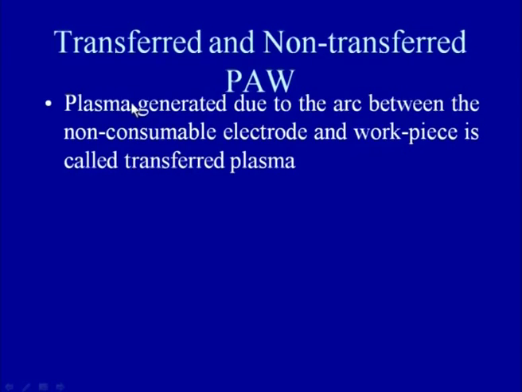Now, we will see the two variants of the PAW process as I have described, the non-transferred plasma and the transferred plasma welding process. We know that the plasma is generated due to the arc between the non-consumable electrode and the workpiece. For generating the plasma, the plasma forming gas is allowed to pass through the arc zone, where it absorbs the required amount of heat and develops the plasma, and this plasma is then forced to pass through the nozzle for the welding purpose.